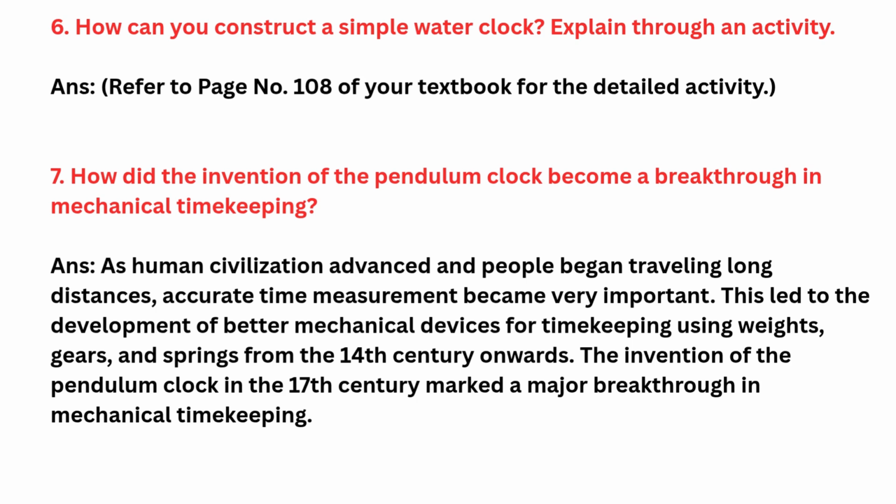These are 5 mark questions. Question number 7. How did the invention of the pendulum clock become a breakthrough in mechanical timekeeping? Answer: As human civilization advanced and people began traveling long distances, accurate time measurement became very important. This led to the development of better mechanical devices for timekeeping using weights, gears and springs from the 14th century onwards. The invention of the pendulum clock in the 17th century marked a major breakthrough in mechanical timekeeping.